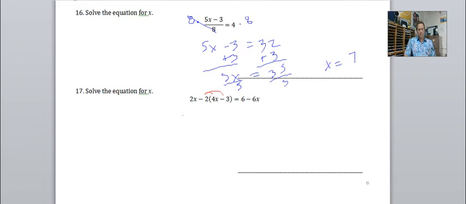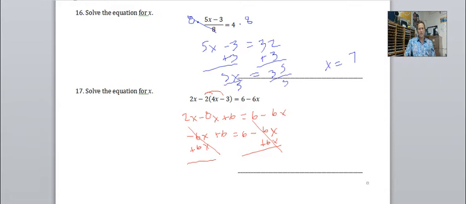17, I distribute, so I get 2x minus 8x plus 6 equals 6 minus 6x. Combine like terms on the left. That's how we get a negative 6x plus 6 equals 6 minus 6x. Okay, I'm going to bring all the x's to one side, and when I do that, I'm like, uh-oh, something just happened because those x's crossed off on both sides. What are we left with? You're left with 6 equals 6. Does 6 equal 6? It does, which means what? Which means I'm going to have infinitely many solutions.